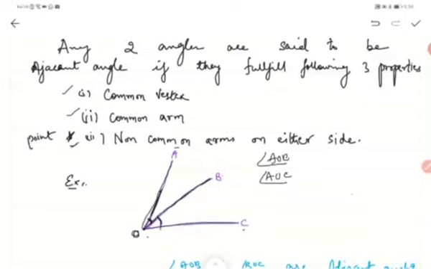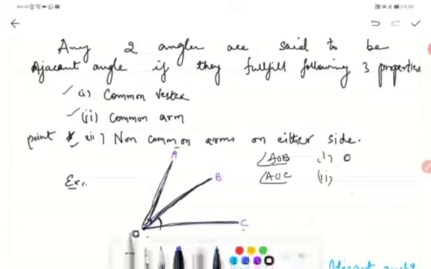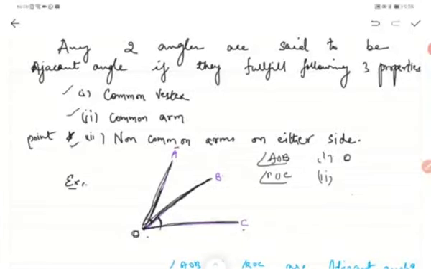This angle. Okay, let's check whether these two angles are adjacent angles or not. First point is they should have a common vertex. It is O. They have a common vertex. This angle AOB and BOC, they have common vertex O. And the second point, it should have a common arm. So common arm, yes, of course it is there. I took it here. It is BOC, sorry, not AOC. It should be this angle BOC.